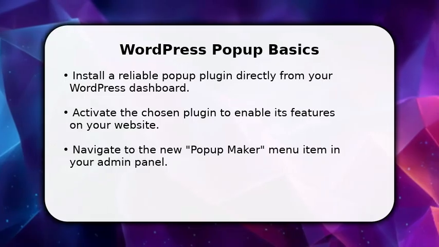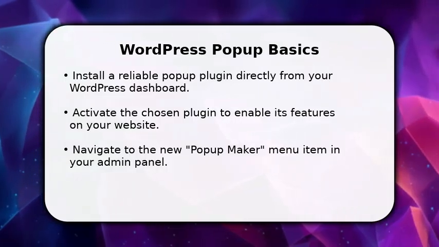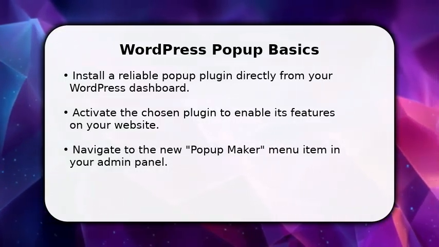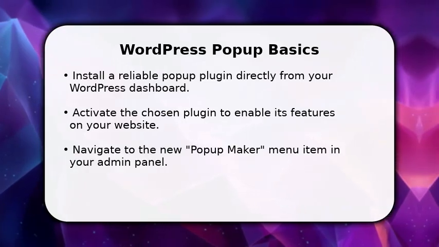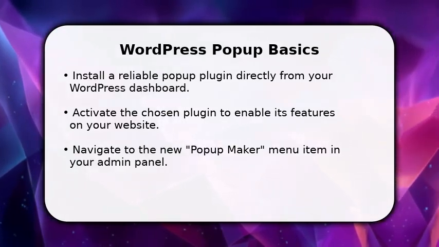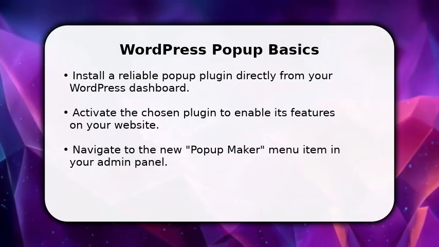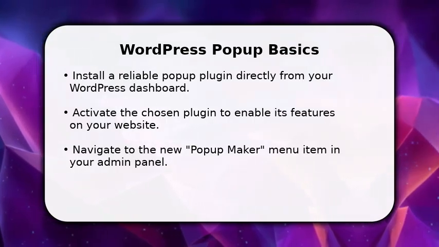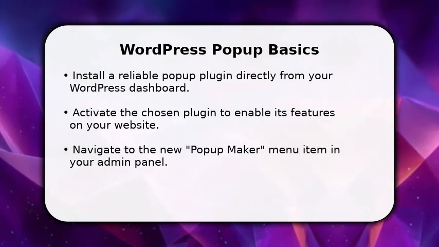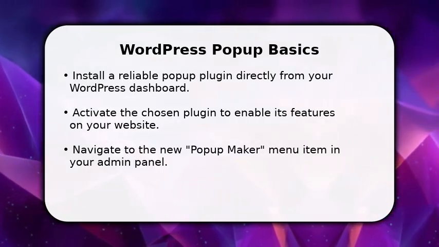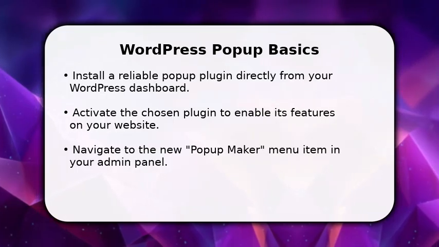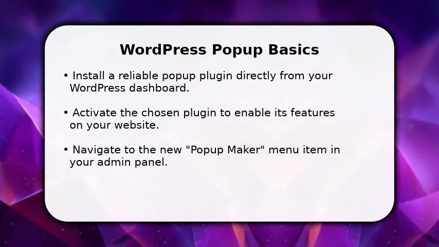In this video, I will show how to create Pop-up Maker in WordPress. First, let's get started by installing a powerful and user-friendly plugin. Head over to your WordPress dashboard, find the Plugins section, and click Add New. Search for Pop-up Maker, install it, and then activate it. This essential first step takes just a few moments, setting the foundation for all your future pop-ups.